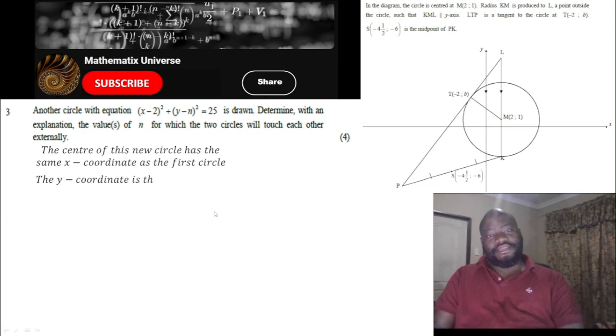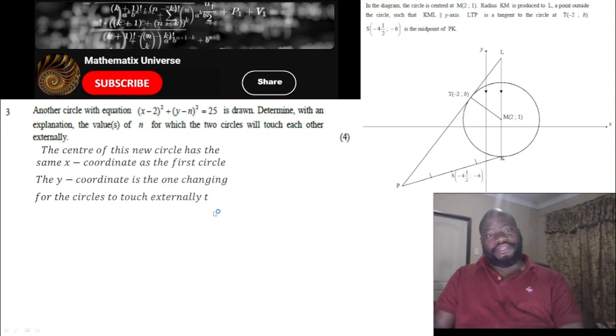So this new circle will have the same x coordinate, since we have that (x - 2)^2 in the equation, the same as the original circle. They will share the same x coordinate. Then the y coordinate, on the other hand, is the one that is varying or changing.